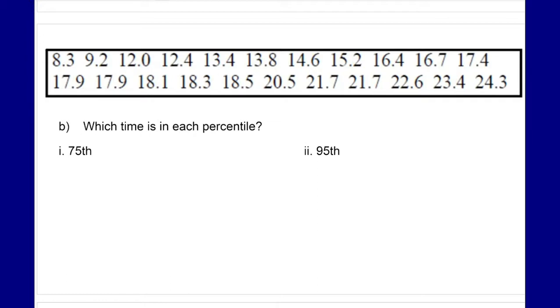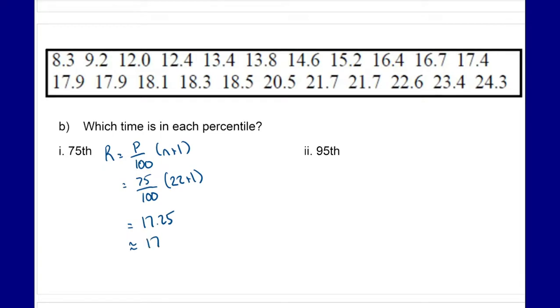In this next example, now we're going to try to find what time represents the 75th percentile. So we want to know, okay, what time represents the mark where 75% of the people are less than that? Well, this is where we use the other formula, R equals P divided by 100 times N plus 1. So P is 75 divided by 100 times 22 plus 1, and we get 17.25, which we can roughly round to 17.